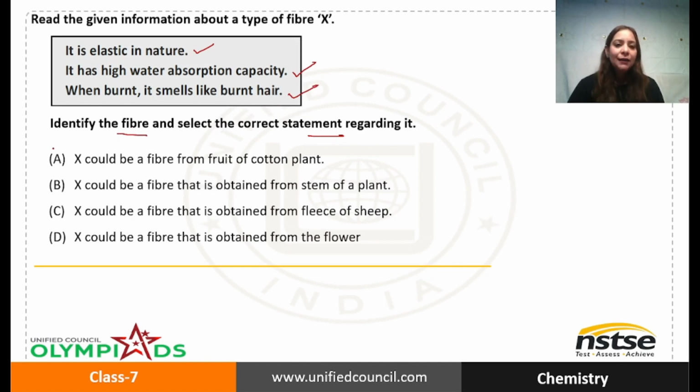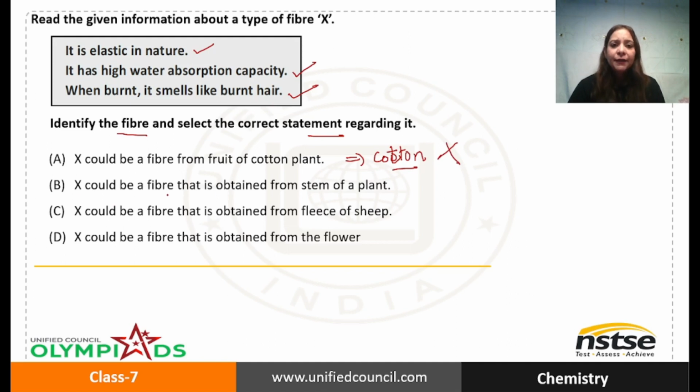Option A says X could be fiber from the fruit of the cotton plant. If I say fiber obtained from the fruit of the cotton plant, that means I'm talking about cotton. Cotton isn't elastic in nature. You can't stretch cotton, like I'm wearing cotton, we cannot stretch that. It has high water absorption capacity, that's fine. When burnt, it smells like burnt hair? No, when you burn cotton, it doesn't give you a smell like hair. So obviously this is no.